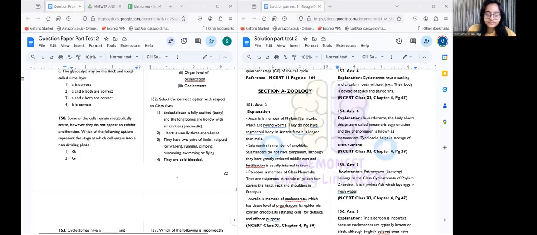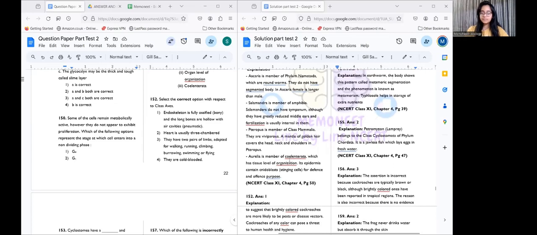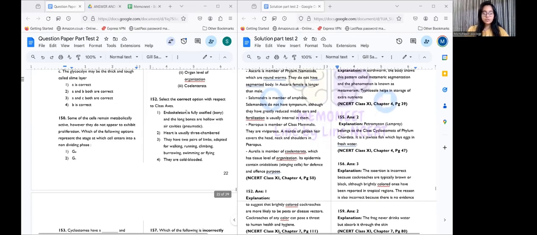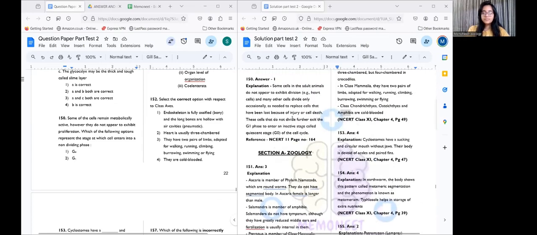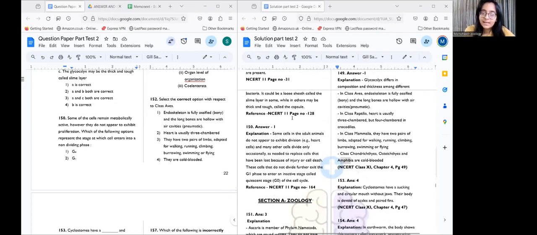Moving to the next question. Select the correct option with respect to aves. So aves belongs to what? Aves meaning birds, right? So the answer for this is option number 1. So aves belongs to which class or which phylum? So class aves is a class, right? So aves belongs to a class which has the following characteristics.